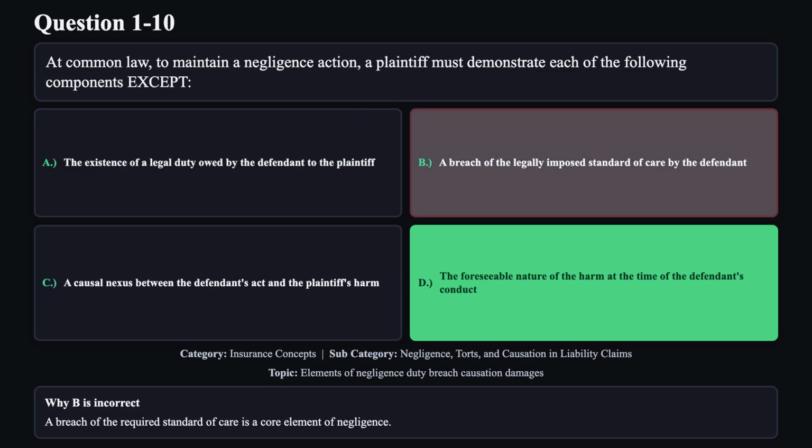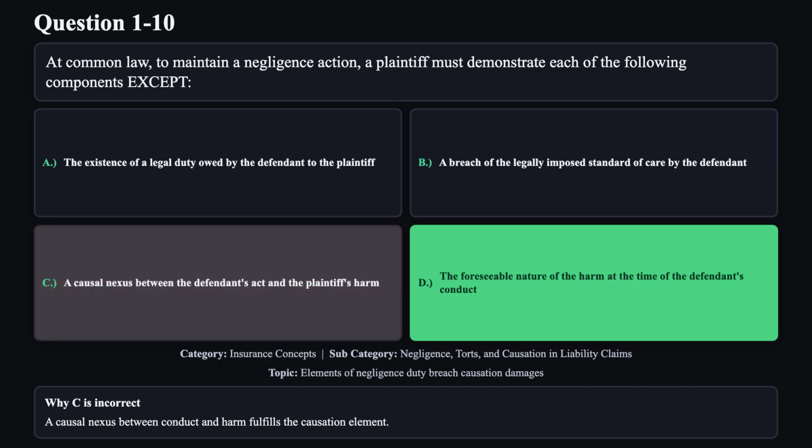Reason B is not correct. A breach of the required standard of care is a core element of negligence. Reason C is not correct. A causal nexus between conduct and harm fulfills the causation element.